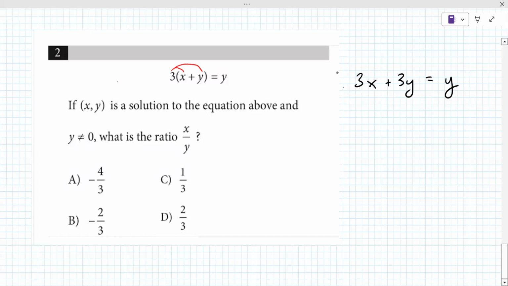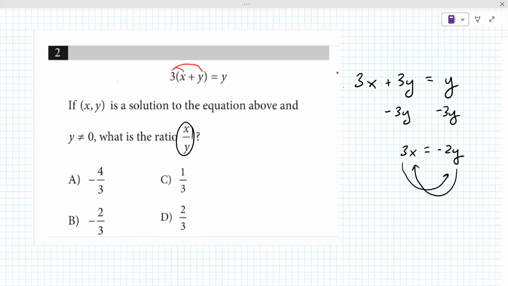It would have to be B then. Okay, let's try here. So let's subtract 3y from both sides. 3x equals minus 2y. And then we want x divided by y. Would you agree with that? That's what our goal is. So we have to move the 3 over here and the y over here. It is negative 2/3.